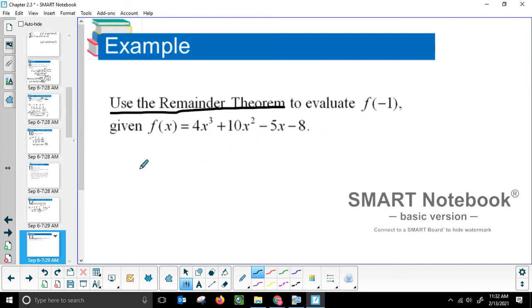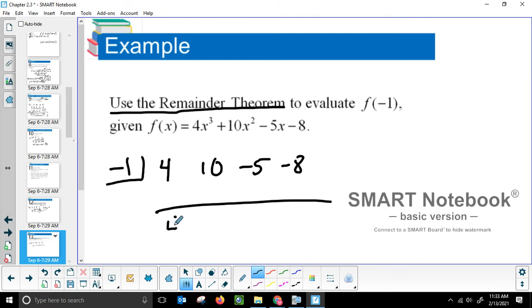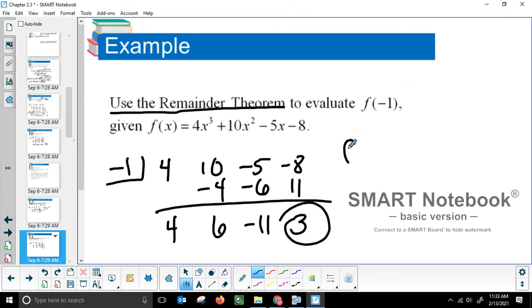All right, so I'm trying to find f of negative 1, so I'll put that in my box. Here I have 4, 10, negative 5, negative 8. Bring my 4 down, multiply, add, multiply, add, multiply, add. All right, so this is my remainder. So f of negative 1 is equal to 3. Very straightforward. All right.